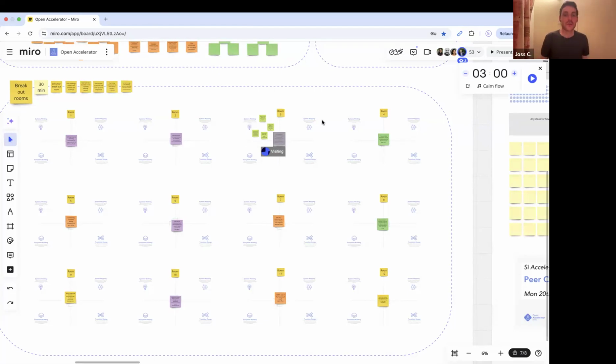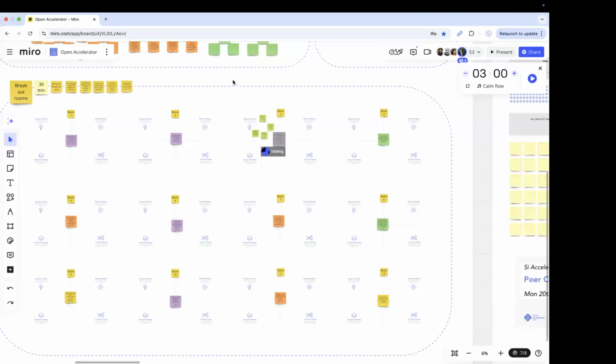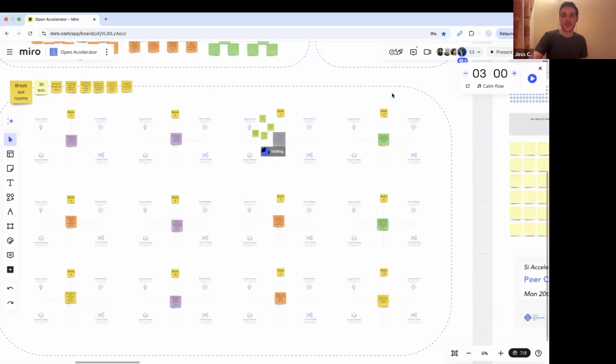Anybody else need help finding your room? Sharon, have you found your room, or do you need a hand? Oh, I need a hand. I was looking for healthcare. Do you know which one it is?